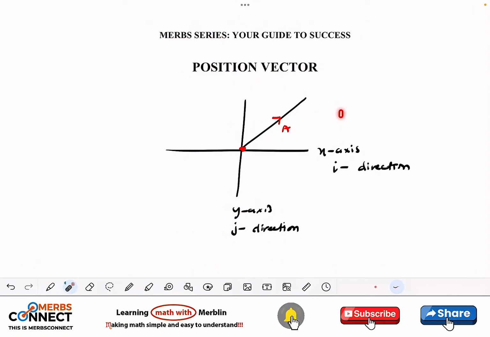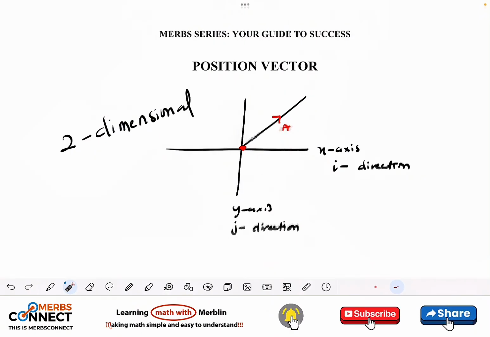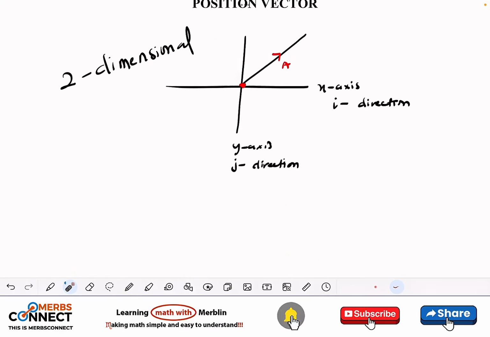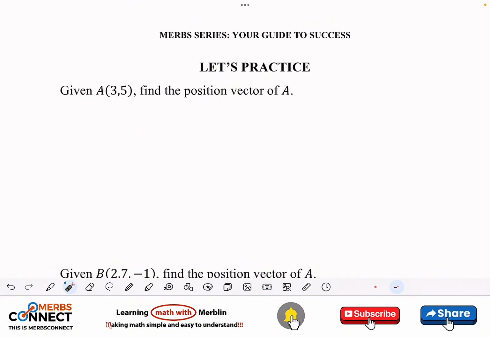One thing you need to know is that with this one, we are talking about two dimensions, or two dimensional, because we have just the plane, with y and x. We will talk about three dimensions, but before we do that, now we know a position vector starts from the origin of the axis to a point in space. Let's take an example to see what we are trying to say. Given this, find the position vector of A.